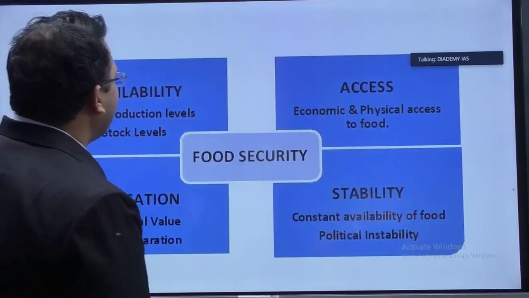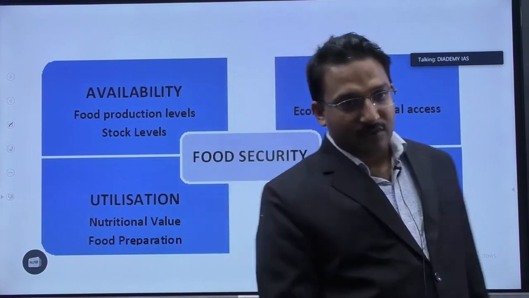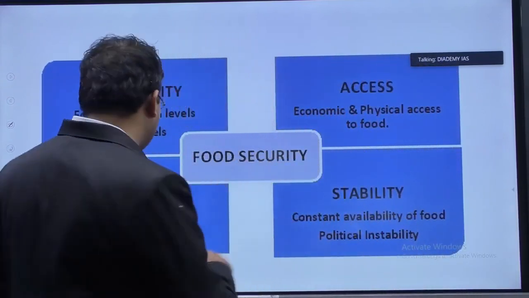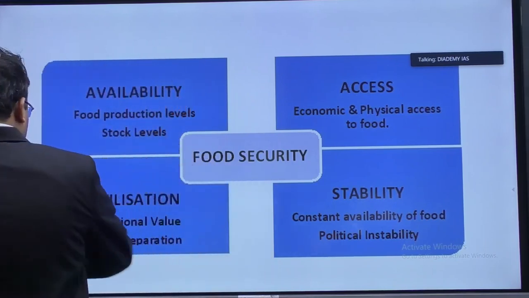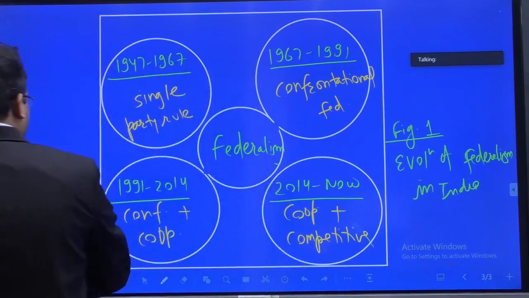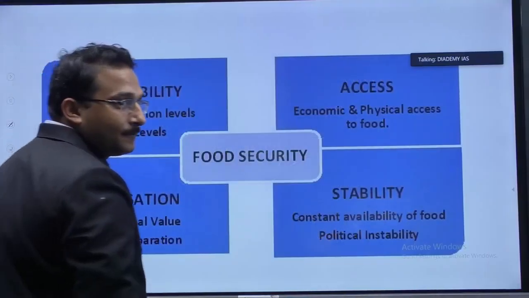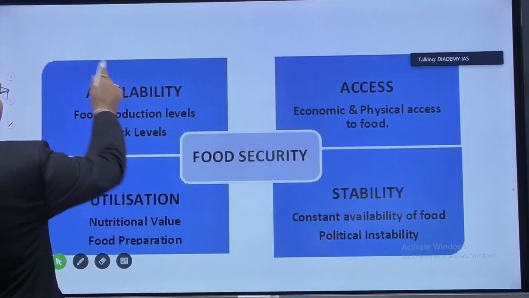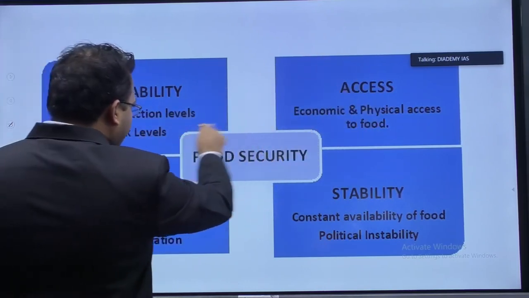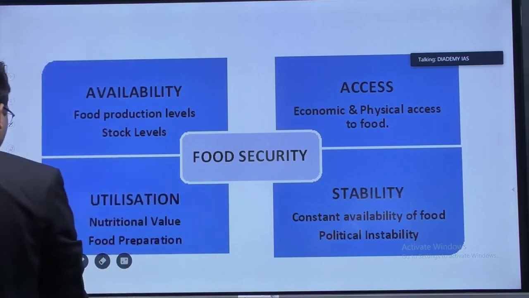Food security. This is another way to explain the same concept. This is another way of presentation. See, the concept is the same, but the presentation is different. Can we try this presentation? Please see this presentation again. We have 4 boxes, right? 4 rectangles basically. And then in the center, we have 1 rectangle, right?